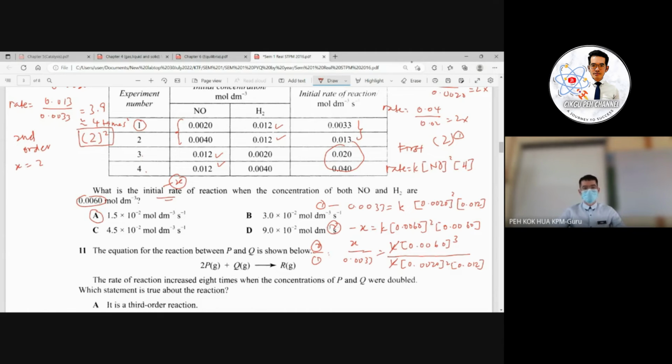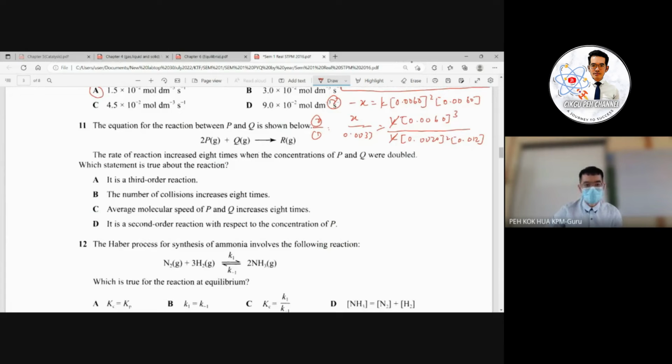Actually, you can use one of the equations to find the value of k, then substitute again the value 0.0060 for the respective NO and H2. Again, you will get an answer closest to 1.5.